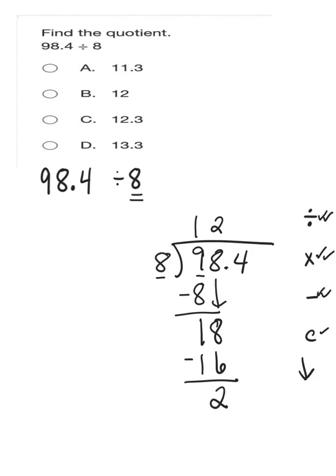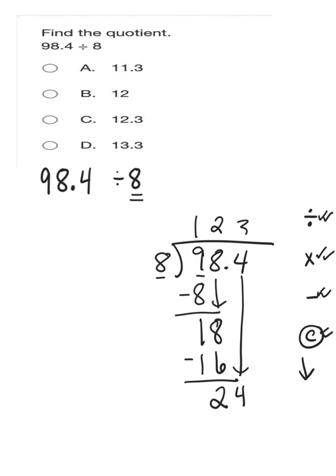Okay, so this is the compare part. We just want to compare what we have left over for this step with our divisor. As long as what we have left over is smaller than our divisor, we know we're on the right track. And it is. Okay, bring down the 4.